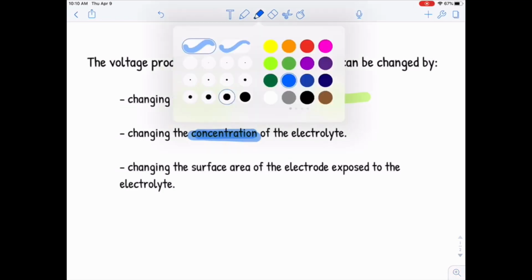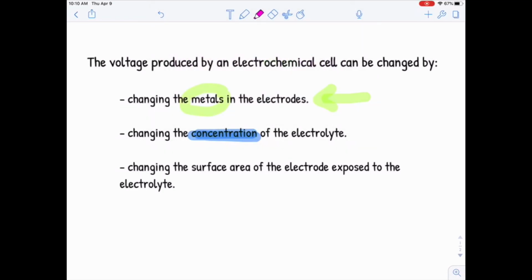And finally, if we take a look at changing the surface area of the electrode exposed to the electrolyte, this means perhaps having more of that metal submerged into the electrolyte, which then exposes more of the metal to the electrolyte, allowing for more donation of electrons.